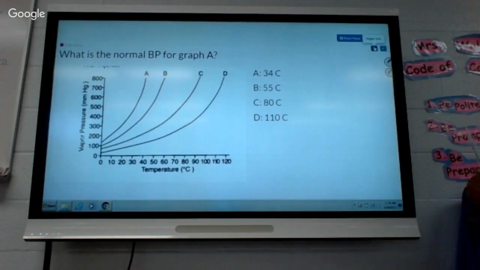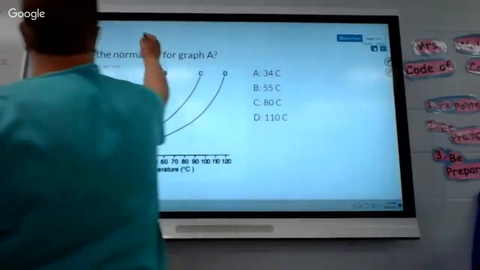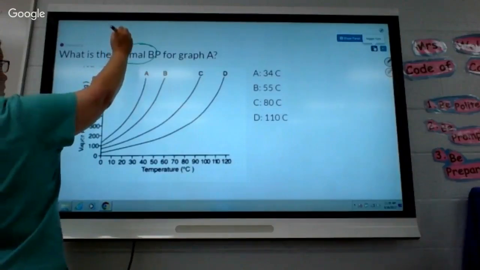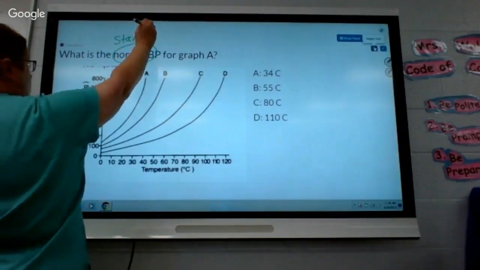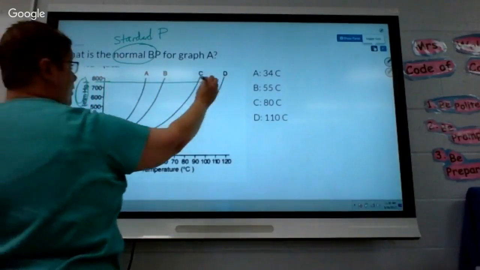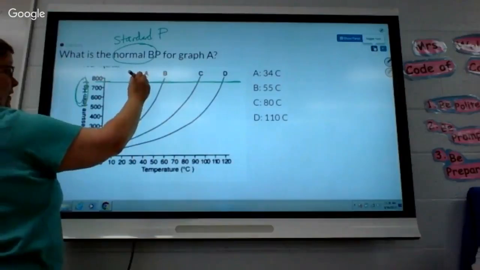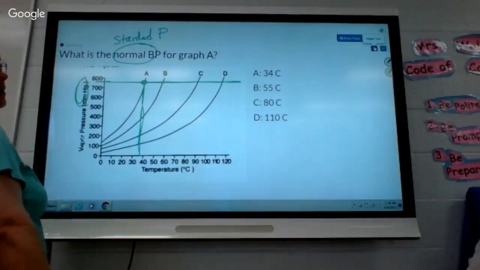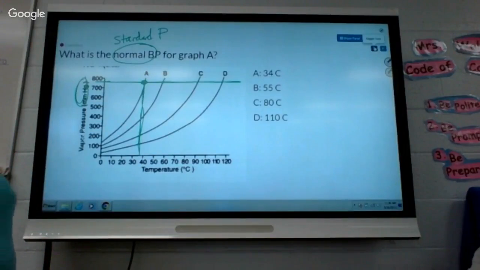Because I forgot to mark the right answer. All right, the right answer is A. For those of you who are not here, because it says normal boiling point, that's at standard pressure, which in this case is 760 millimeters. So you'd have to go across here. Because I said graph A, it's here, and you'd read down. I was sort of estimating, so it should be closer to 40. But it would be A. Questions about that?